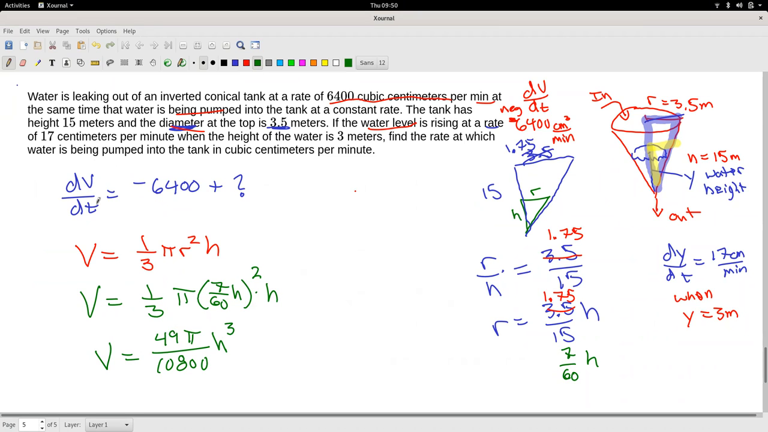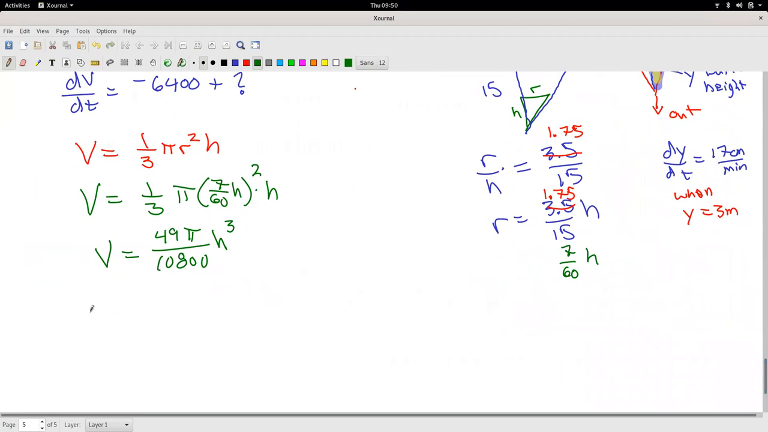And now I can relate dV/dt to dh/dt by taking the derivative. So the derivative with respect to time of V has to be equal to the derivative with respect to time on this side. 49 pi over 10,800 is just a constant. Derivative of h cubed is 3h squared. Chain rule says multiply by dh/dt, since you're taking the derivative with respect to time, not with respect to h. So now I have a relationship between the two of them. And so I can plug in the other things that I know.